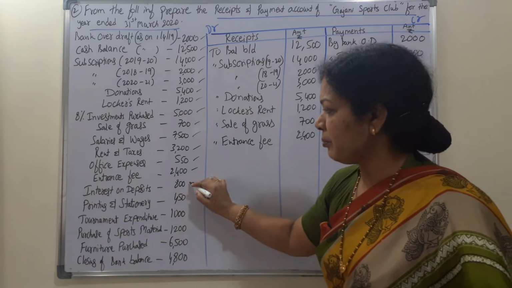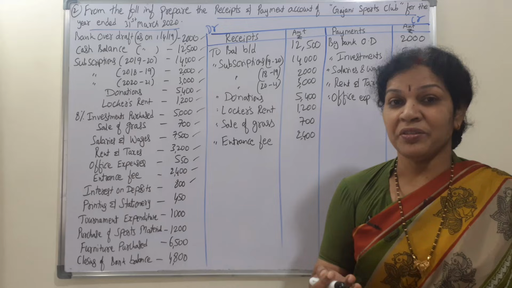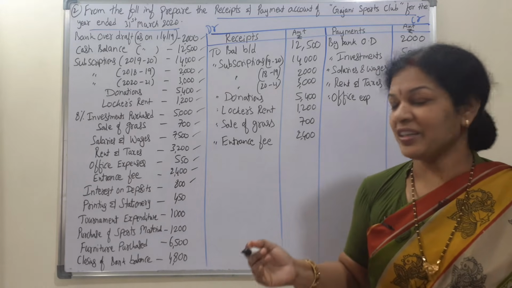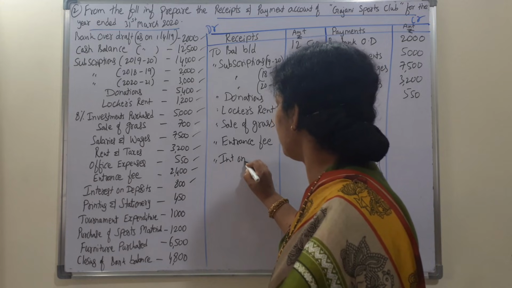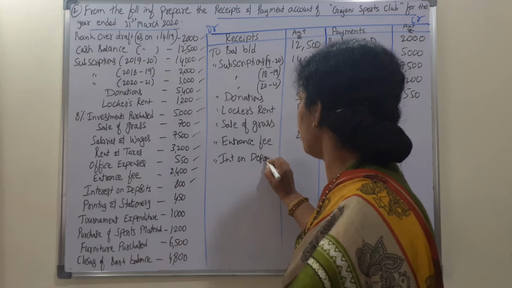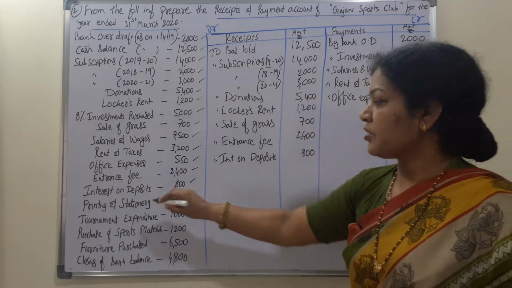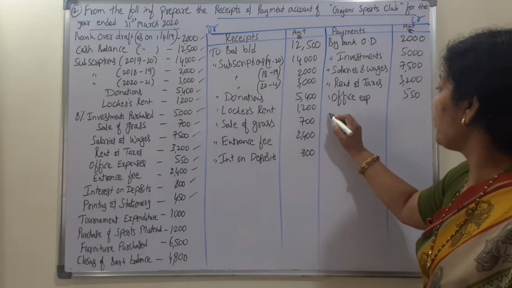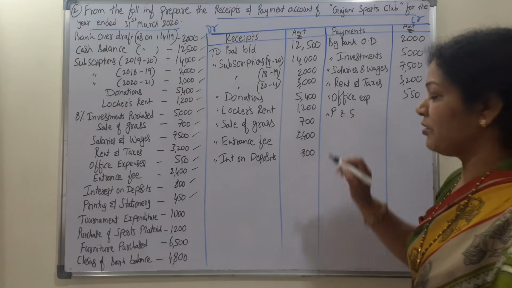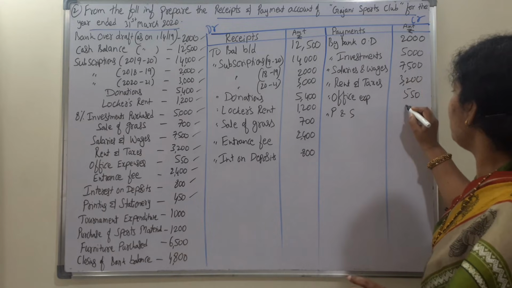Next, interest on deposits. We have some deposits, and on those deposits we are getting interest, so it's an income, debit side. Next, printing and stationery, it's a payment, purchasing, so payment. I'll write short forms, okay. Printing and stationery, 450.